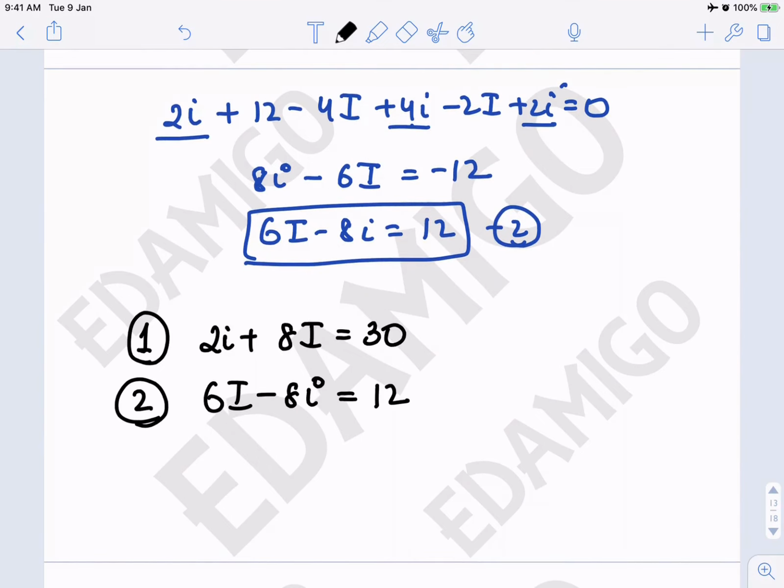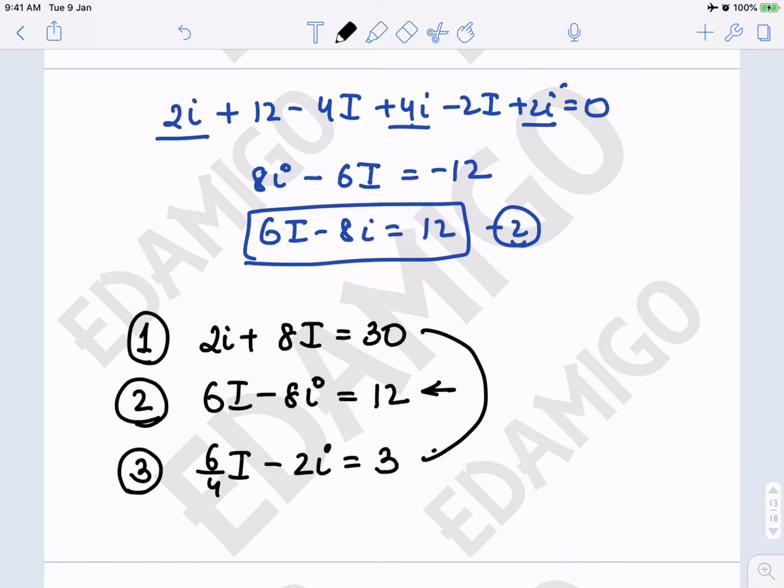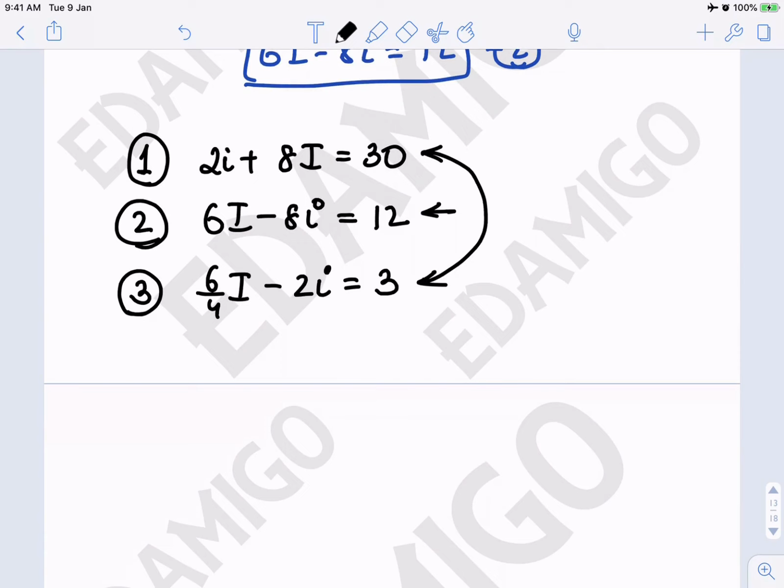Okay, so let us divide the second equation by 4. We will get 6 by 4 I minus 2i is equals to 3. This is the third equation. Now subtract these two equations, or sorry, add these two equations. We will get 8i plus 1.5i is equals to 33.